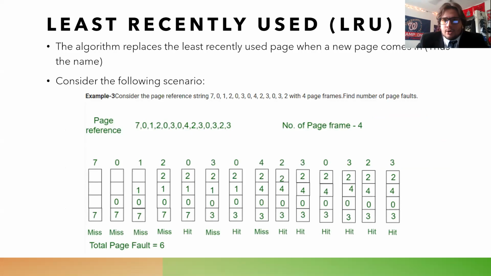All right, so least recently used is an algorithm that replaces the least recently used page when a new page comes in. And so we're going to look at the following scenario in the figure on the screen. There's a page reference string 70120304230323, but the page frame is only 4 and it can only hold 4 of those numbers at once. So we're going to talk about how least recently used updates that as new pages come in.